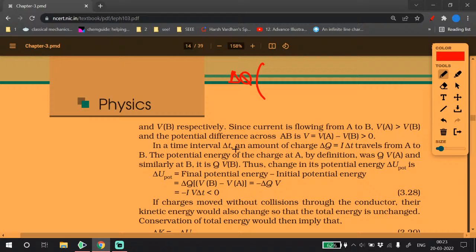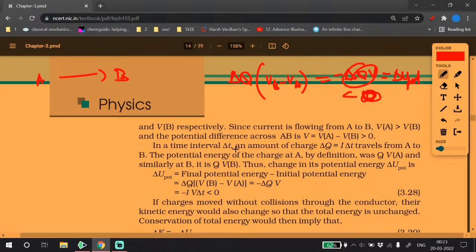Del Q, they are moving from A to B. That means, just consider current here, not electrons. A is at higher potential than B, which means VB minus VA will be negative, minus del Q B, which is the change in potential energy. This del Q B will be less than 0.